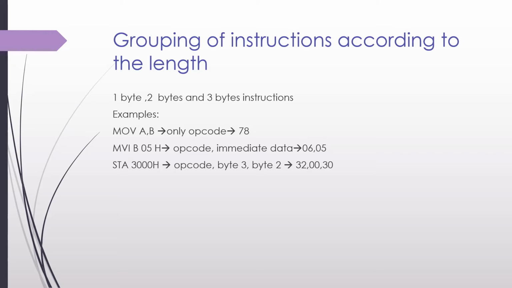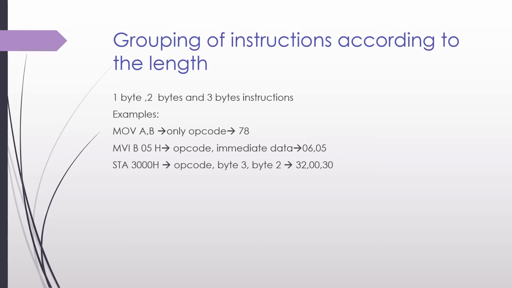Okay, you can see here the grouping of the instruction according to the length. Now over here, the meaning of length is whether the instruction is of 1 byte, 2 bytes or 3 bytes. Now to give the meaning to this, what is the meaning of instruction of 1 byte or 2 bytes or 3 bytes? Let us see some example here.